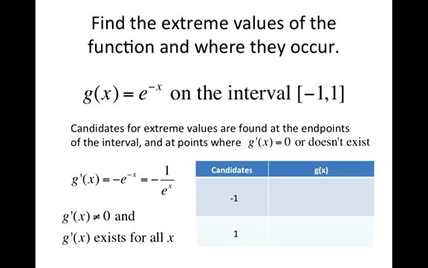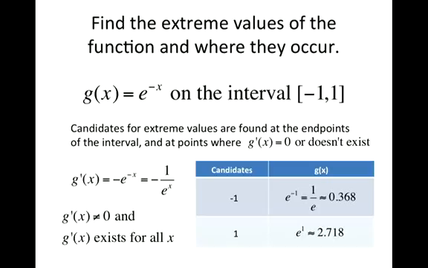At x equals -1, we get e to the -1, which is 1 over e, which is about 0.368. And when x equals 1, we get e to the 1, so that's just e. E is roughly 2.718.